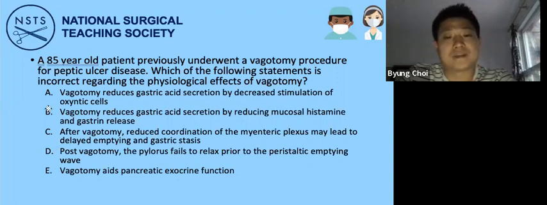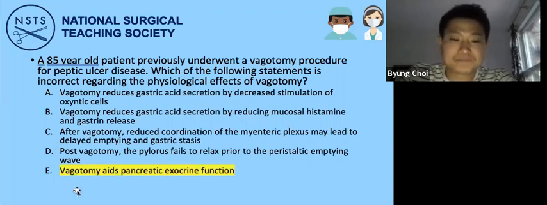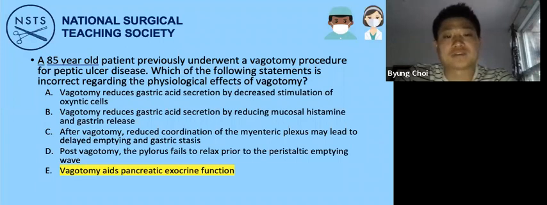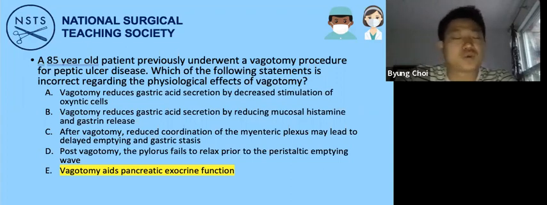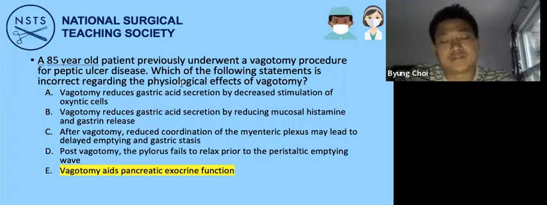And if we go through the others, obviously vagotomy reduces acid secretion by decreased stimulation of oxyntic cells. Oxyntic cells is just another word for parietal cells. That's true because we cut the vagus nerve in the part that affects that, and so you would get decreased stimulation of parietal cells or oxyntic cells.